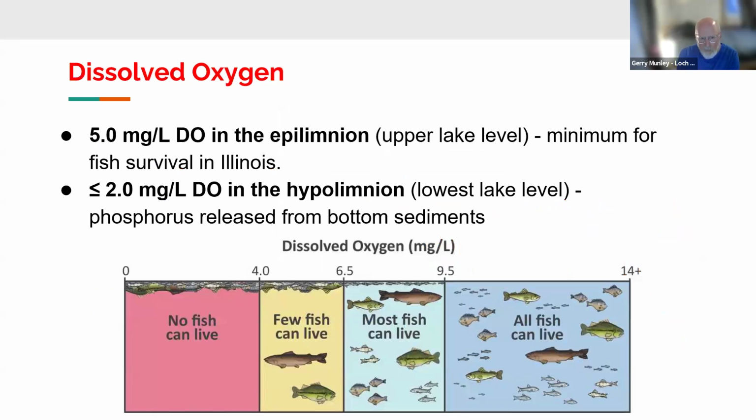And actually, this particular bit of information is so important in terms of how this affects fish in particular.